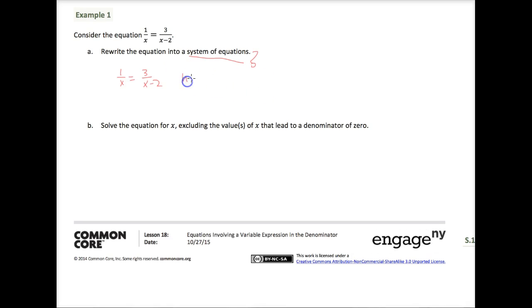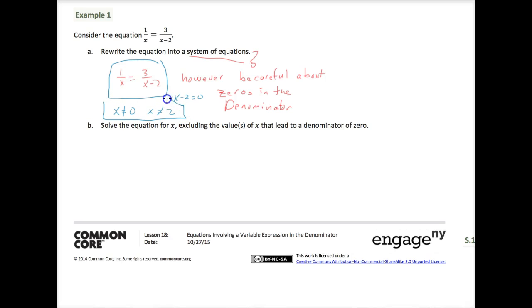However, we have to add this part, this is good, but we also have to look at what our denominators are. On the left-hand side, x cannot equal 0, and on the right-hand side, we have to think about what would happen if x minus 2 equals 0, and we see that x cannot equal 2. So that would be our system of equations. If you notice, we got more than one, and that's what a system is. Solve the equation for x, excluding the values of x that lead to a denominator of 0.